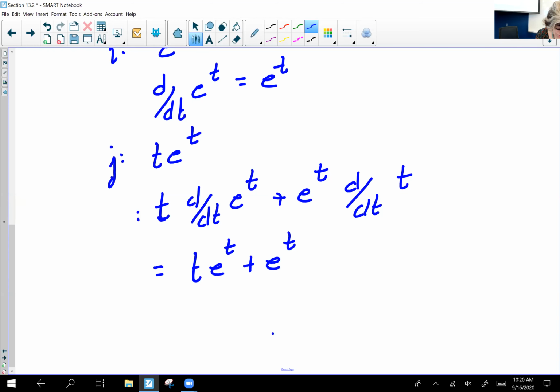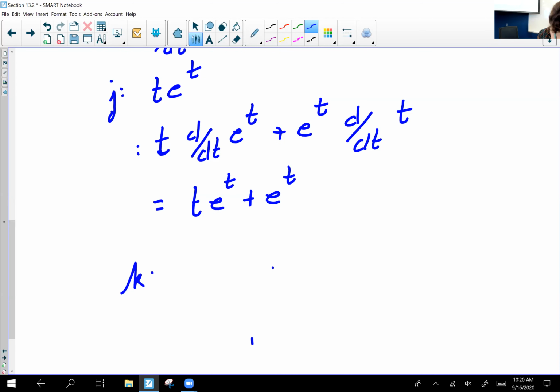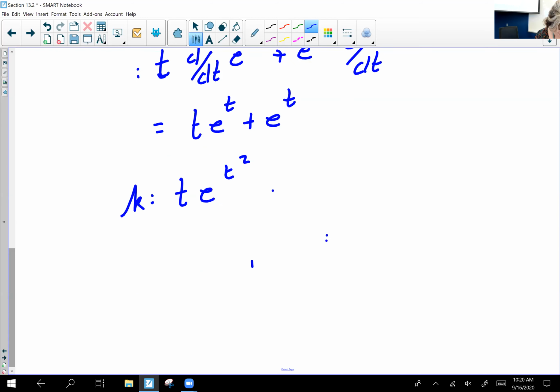All right, what does my third term then look like? My third term is t e to the t squared. All right, so that's going to have to then become what?